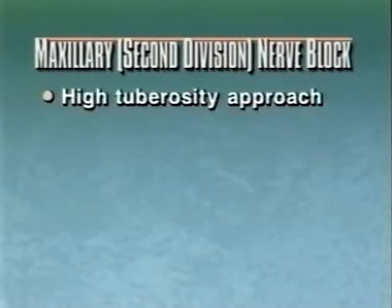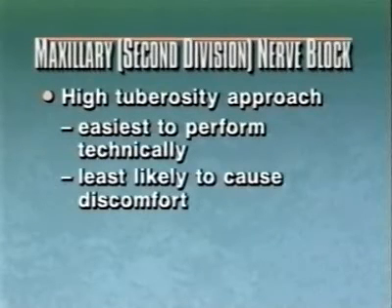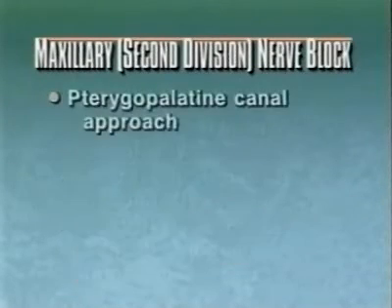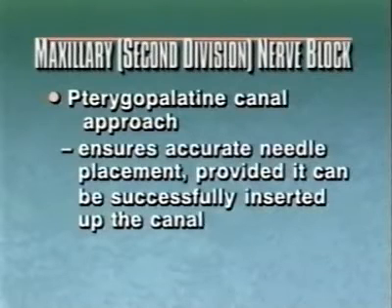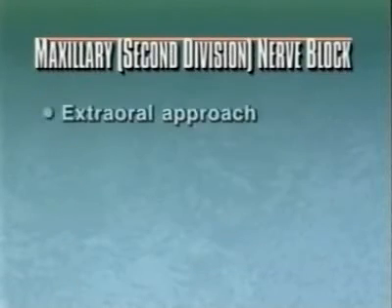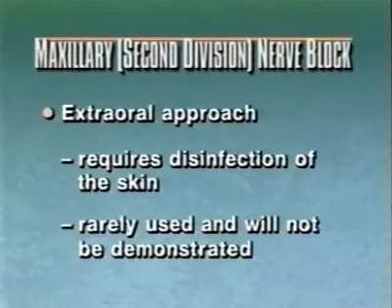The high tuberosity approach is the easiest to perform technically and the least likely to cause discomfort, but is the most likely to cause a clinically evident hematoma. The pterygopalatine canal approach ensures accurate placement of the needle, provided it can be successfully inserted up the canal. This injection also requires a separate palatal infiltration to minimize discomfort. The extraoral approach, in which the pterygopalatine fossa is accessed percutaneously, requires disinfection of the skin, is rarely used, and will not be demonstrated.